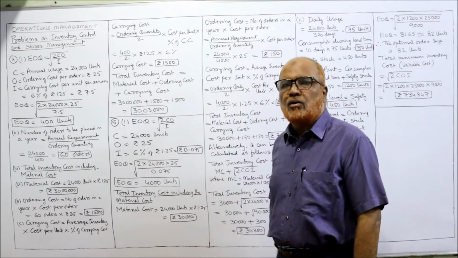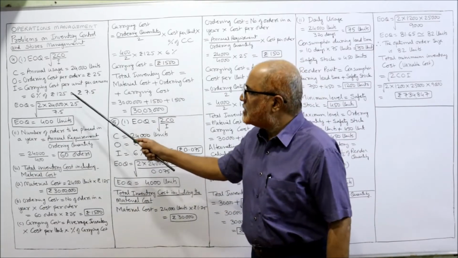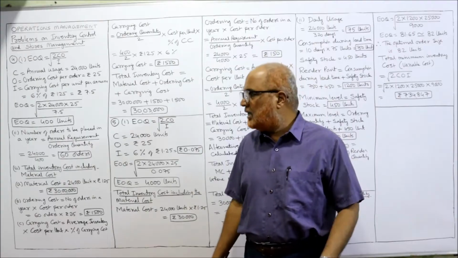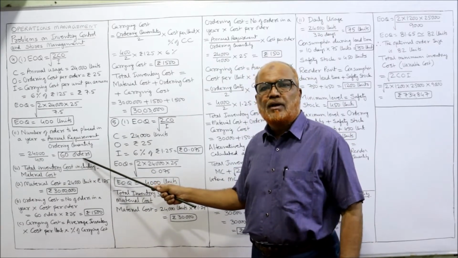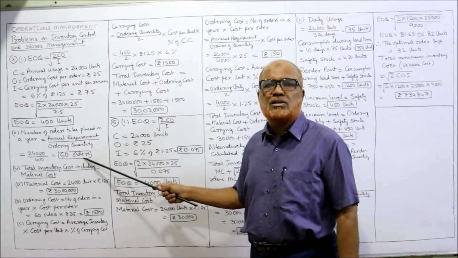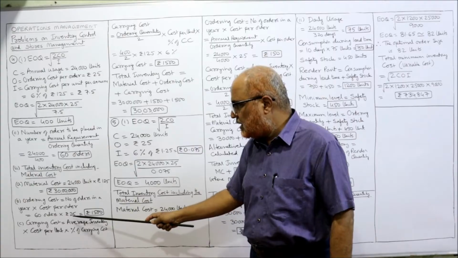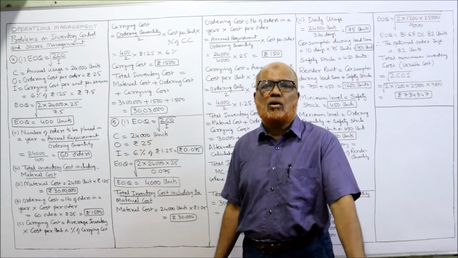Now we need the ordering cost. Ordering cost per order is 25 rupees. How many orders are we placing each year? Here we have calculated 60 orders. In 1 year, 60 orders we are placing. Each order costs 25, so 60 into 25, you will get 1,500 as the ordering cost.